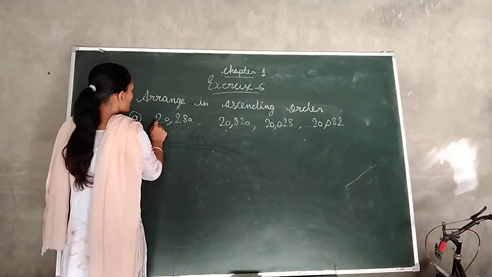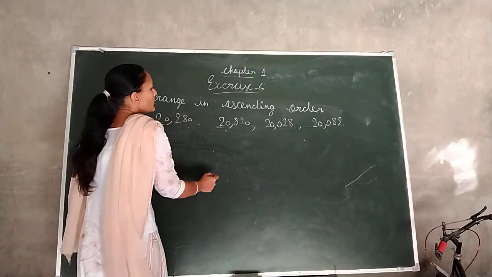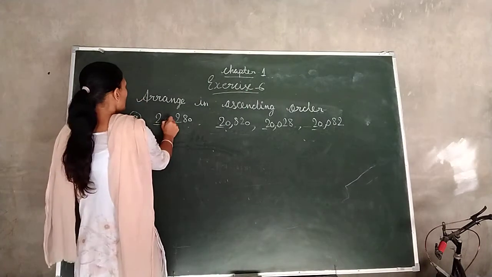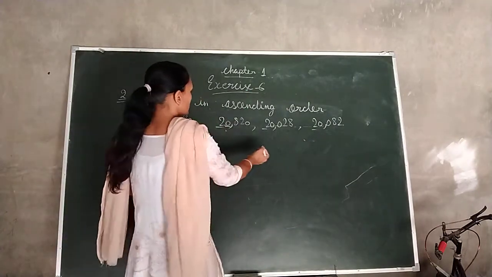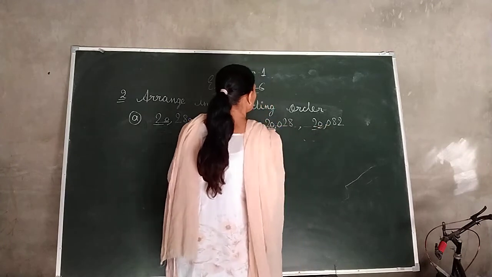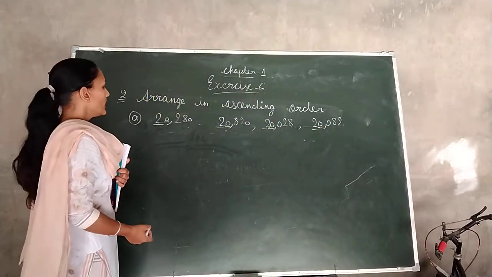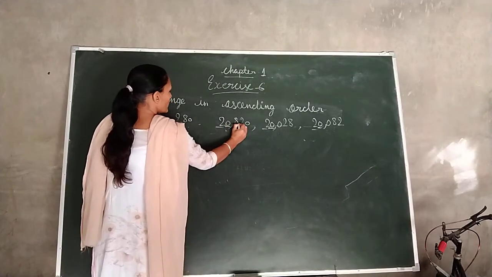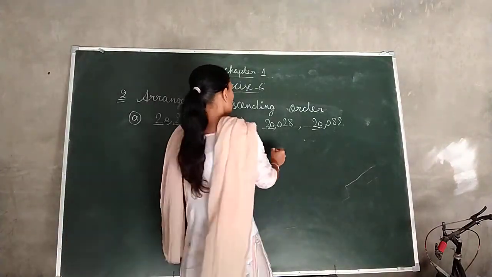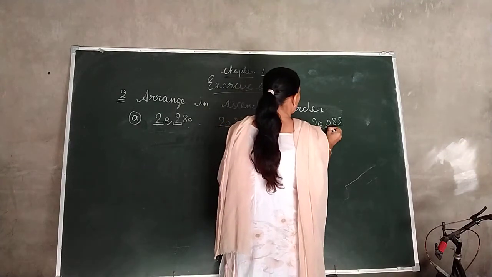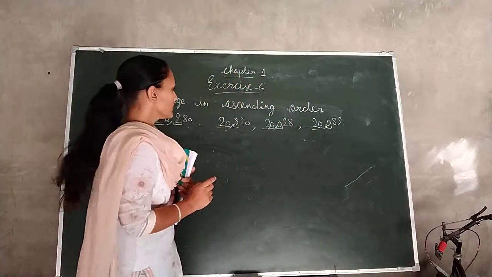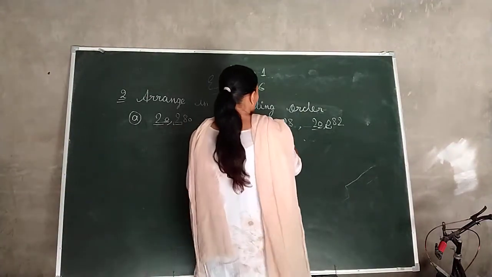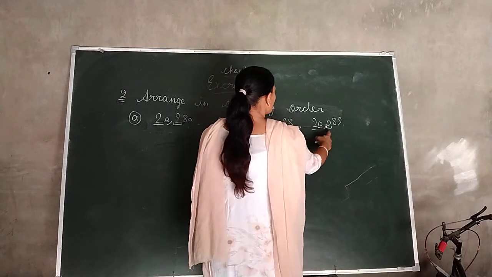First of all we will compare the digits in 10,000 place. All digits are same. So we will compare the digit in 1000 place. In 1000 place all the digits are same. Next we will compare the digit in 100 place. 2, 8, 0, 0. So which digit is smallest? 0. But we have 0 at 2 places. So in 100 place here both the digits are same.